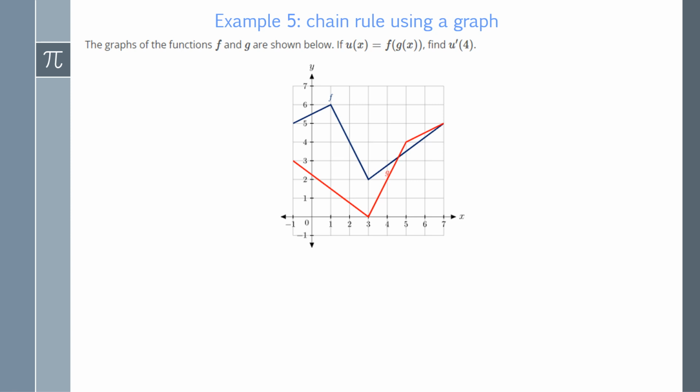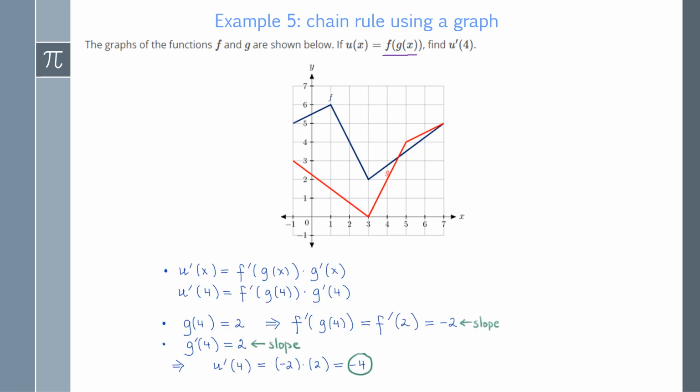So let's take a look at an example where we would like to compute the derivative of a function at a value by using a graph. You will encounter a similar example on your online homework. Let's see what we have. We have two functions, f and g, and the graphs given to us below, and we would like to compute u prime of 4, where u is defined as f composed with g. So how do we do this?